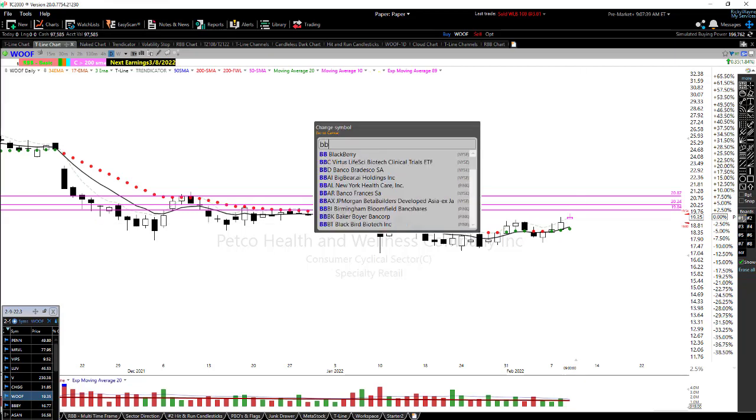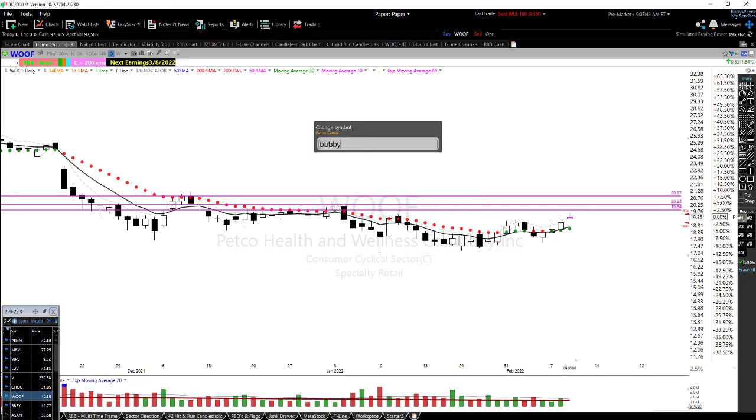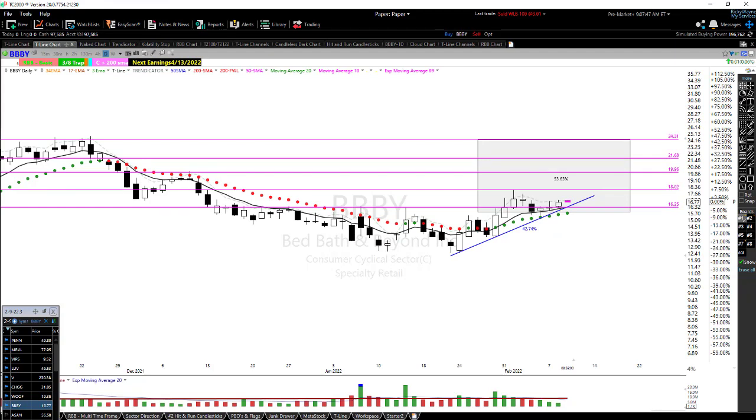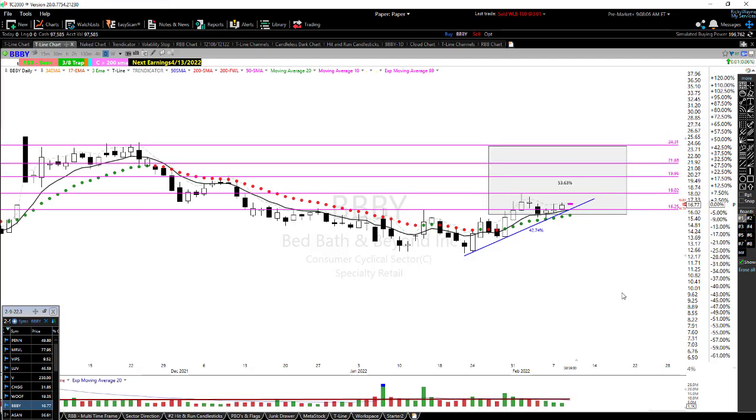BBBY, we traded this a few days ago. I think she's about ready to go again here. Here's our 3 bullish days. Maybe we get a little rest today. That would make a good entry for me. Right in here. There's targets. We've talked about this a few days ago. 18, 19, 21, 24 up here as targets.